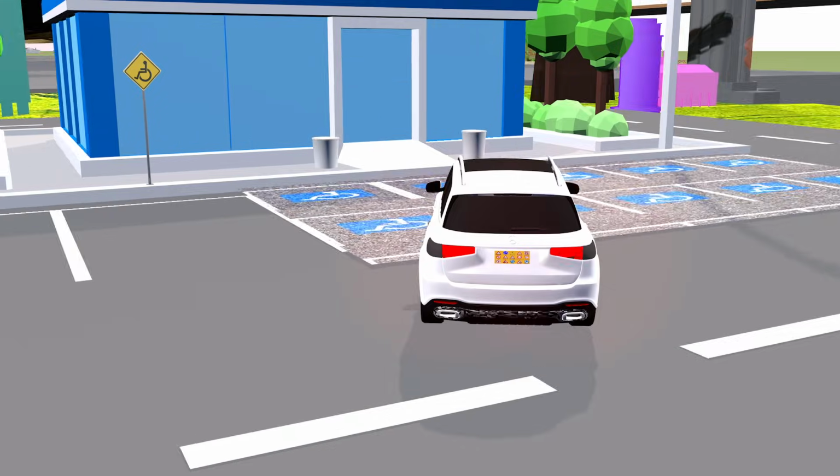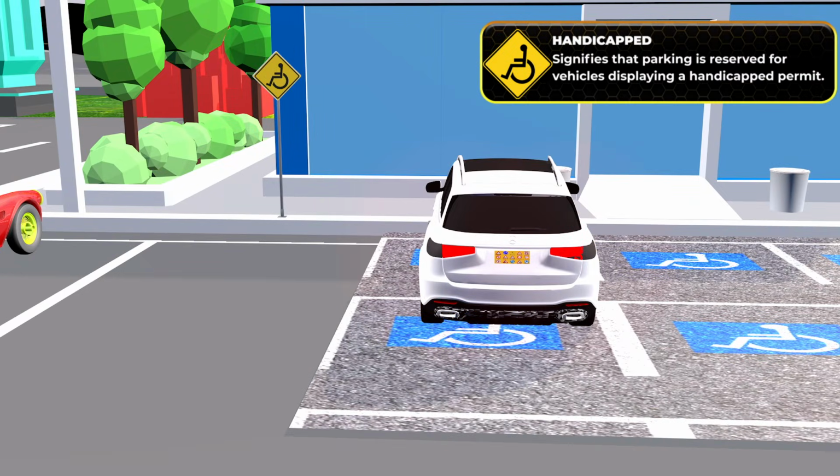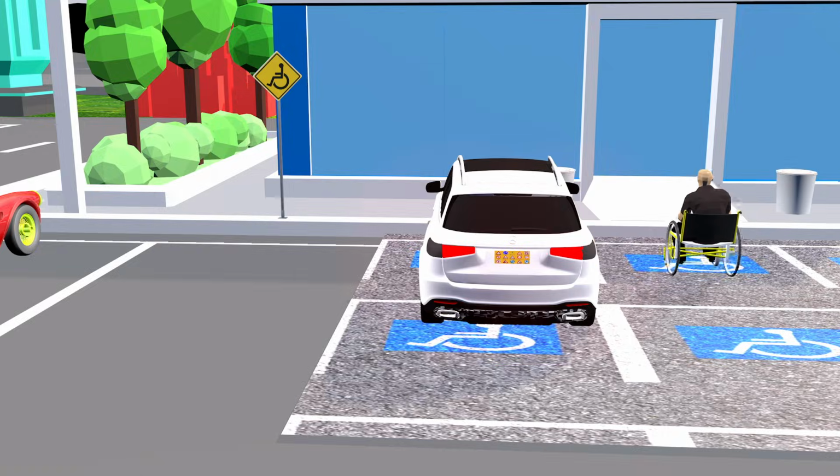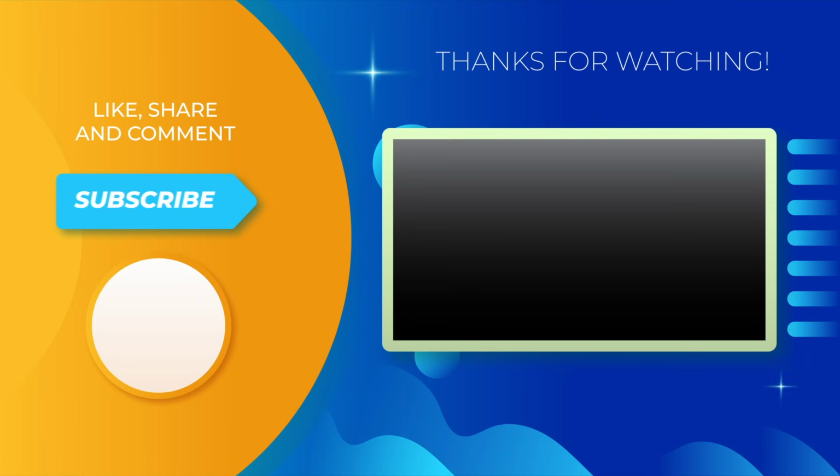This is the handicapped sign, and it indicates that the parking space, entrance, or facility is reserved for individuals with disabilities.